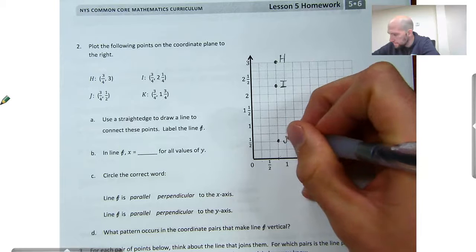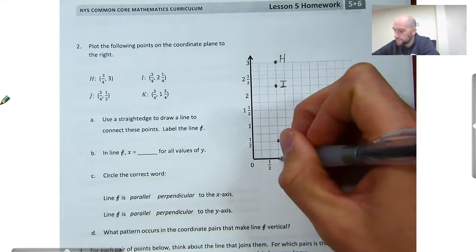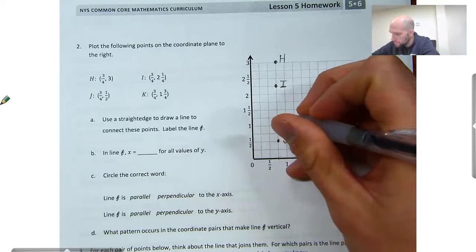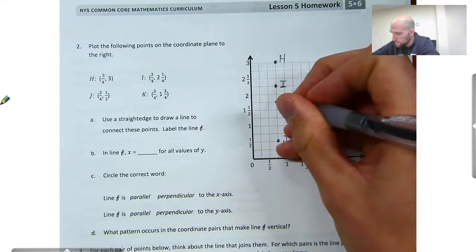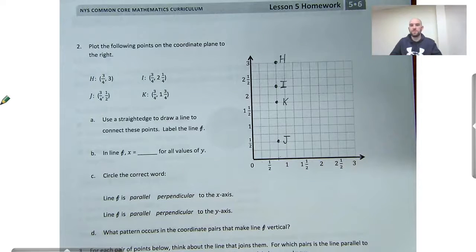Here's J. Then point K is 3/4 and 1 3/4. So we have 1, 1/4, 2/4, 3/4. This will be K. So we have H, I, J, and K.